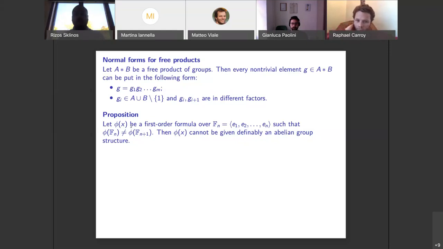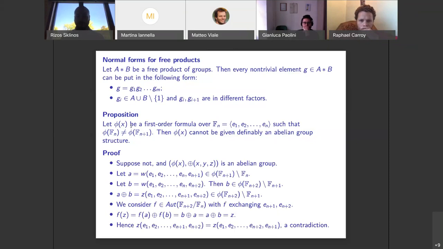When my formula has this property, then we can prove that I cannot give the formula, definably, the structure of an abelian group. Here I want to highlight a subtle point that, if you do not come from logic or model theory, might not be obvious: when we say definable abelian group, I don't mean a subgroup. The multiplication might not come from the multiplication of the group, but can be just some formula that, together with phi of x, would satisfy the rules of being an abelian group. Okay. So the proof is pretty simple, and I'm going to give it slowly, step by step.